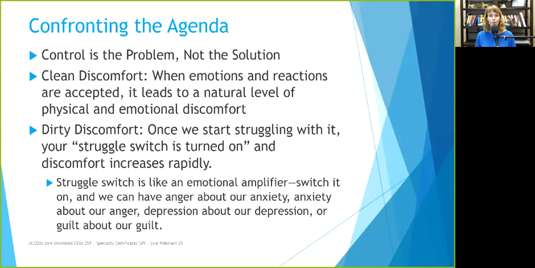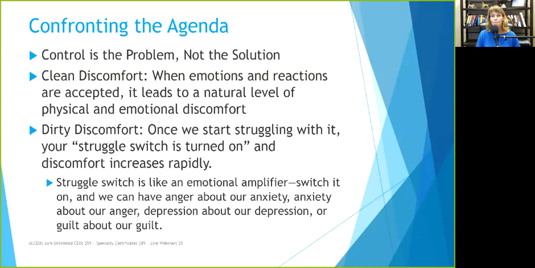The same problem with emotions. When we start to struggle, with our fear or with our depression and we start to lose, then we get angry at ourselves for not being able to control our fear or depression. And then we start to feel helpless, and all these negative emotions just compound on each other. Dirty discomfort. Once we start struggling with that emotion, the struggle switch is what they call it in ACT, is turned on. And it says, all right, ready, go.